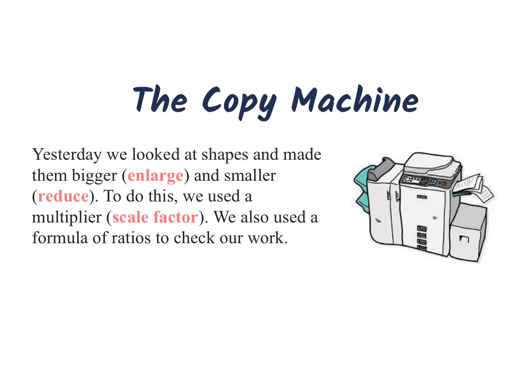So just a little reminder of where we were yesterday. We talked about the copy machine. We looked at shapes. We made them bigger, which is called enlarge, and smaller, which is called reduce. To do this activity, we used a multiplier that's called a scale factor, and we also used a formula of ratios to check our work and make sure we were doing things correctly. Hopefully you have definitions for all three of these words: enlarge, reduce, scale factor. If you do not, please go back to yesterday's slides and make sure that you write all that down.